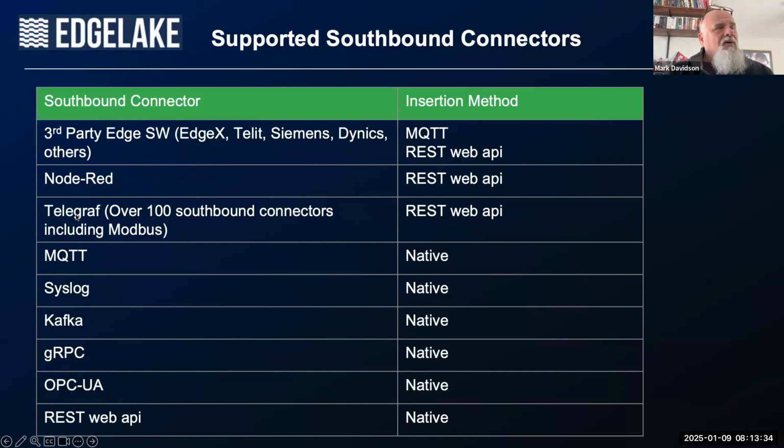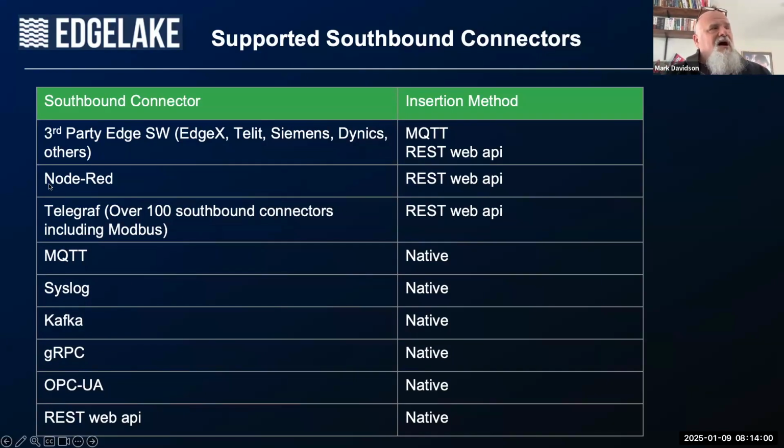Telegraph being one of the larger ones. Telegraph has over 100 southbound connectors, including Modbus, which is used quite a bit in the industrial and IoT space. So we leverage Telegraph quite a bit to query that data. And that uses the REST web API to push data into Anylog.